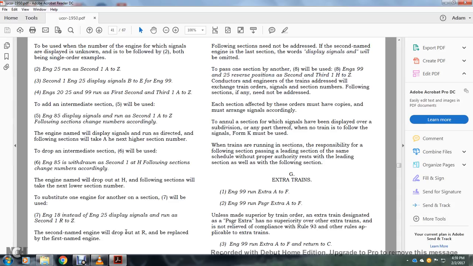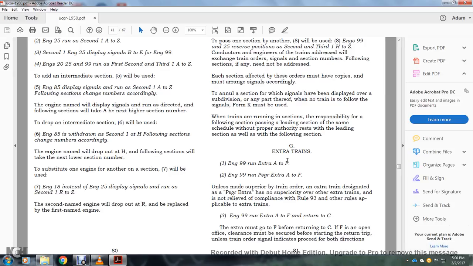Conductors and engineers of the train address for the engine train order signal section number the following sections, if any, not to be addressed. Engine sections affected with these orders must have the copies and must arrange signals accordingly. To an annual section. A NOLA section for the signals have displayed over a subdivision any of the part of their no train is following the signals. Form K must be used when trains are running in sections. Responsibility for the following section passing the leading section of the same schedule without proper authority rests on the leading section as well as the following section.